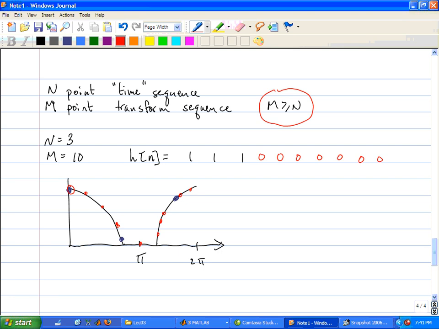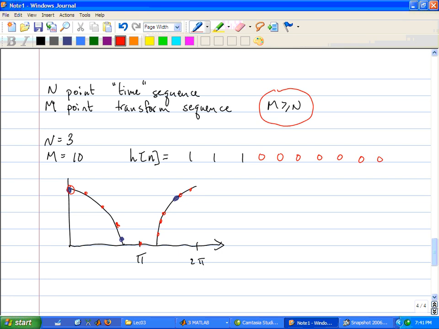So, what would happen if I let m be less than n? If m was less than n, would I be able to recreate my original signal? No. Right. That's the magic part of this.